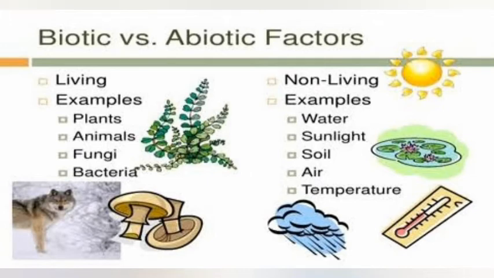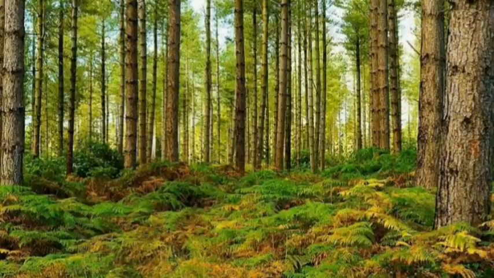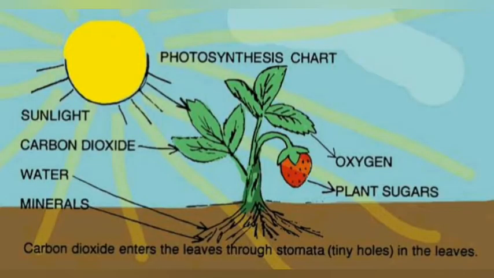Let us learn about biotic components one by one. Biotic means living. Plants, animals, scavengers and decomposers are biotic components. Plants. Most of the plants have green leaves because of the green pigment called chlorophyll. Chloro means green, phyll means leaf. Plants are called producers because they prepare their own food.